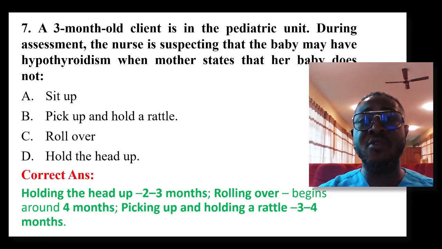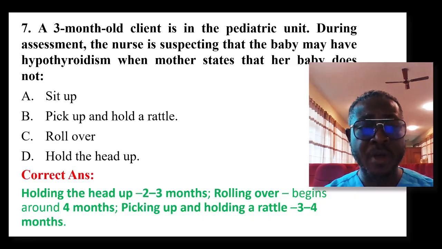So if the baby did not get neck control by the 4th month, then that baby needs to be referred to see what? A neurologist, because there should be a problem with what? The central nervous system. Okay, all right. So let's look at the next question.